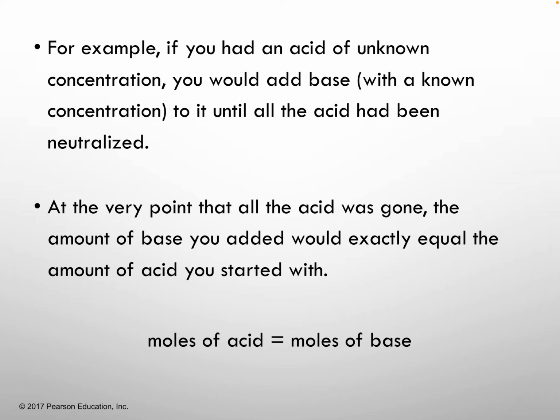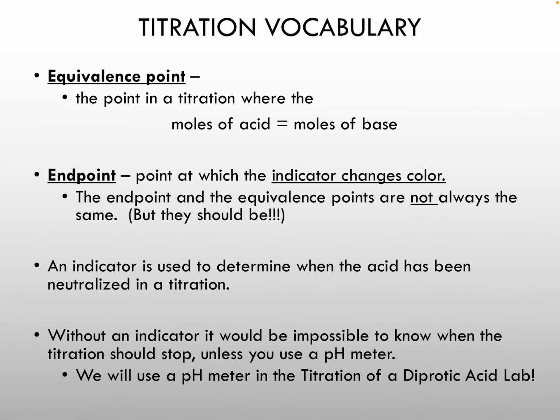So again, if you had an acid of unknown concentration, you would add base with a known concentration until it has been neutralized. Okay, so our goal is to have exactly the amount of moles of acid equal the moles of base. And if our moles of acid have exactly equaled our moles of base, that means they have reacted in exactly stoichiometric amounts, and all we will have left over is water and some salt that doesn't have any acidic or basic properties. So when this happens, when the moles of acid are equal to the moles of base, we call that the equivalence point, because we have equivalent amounts of acid and base that have been added.